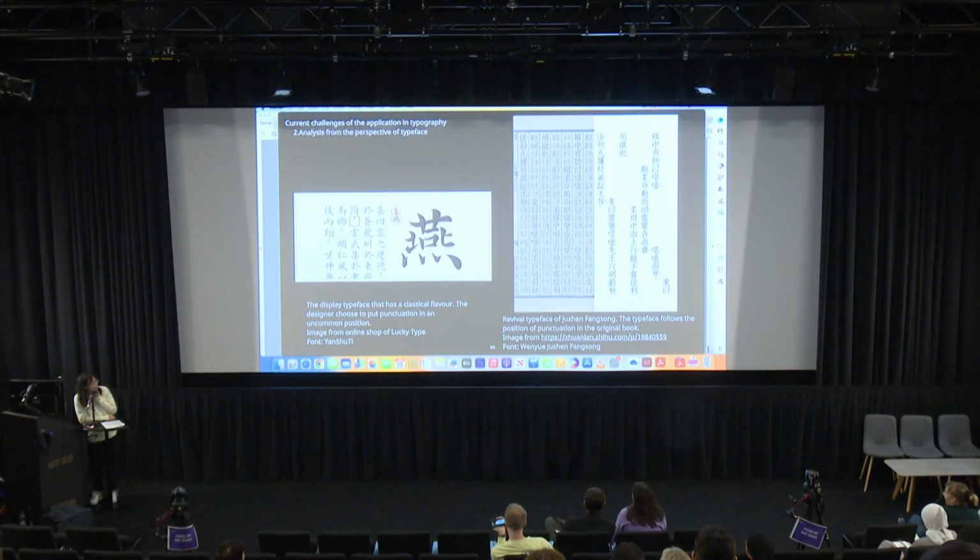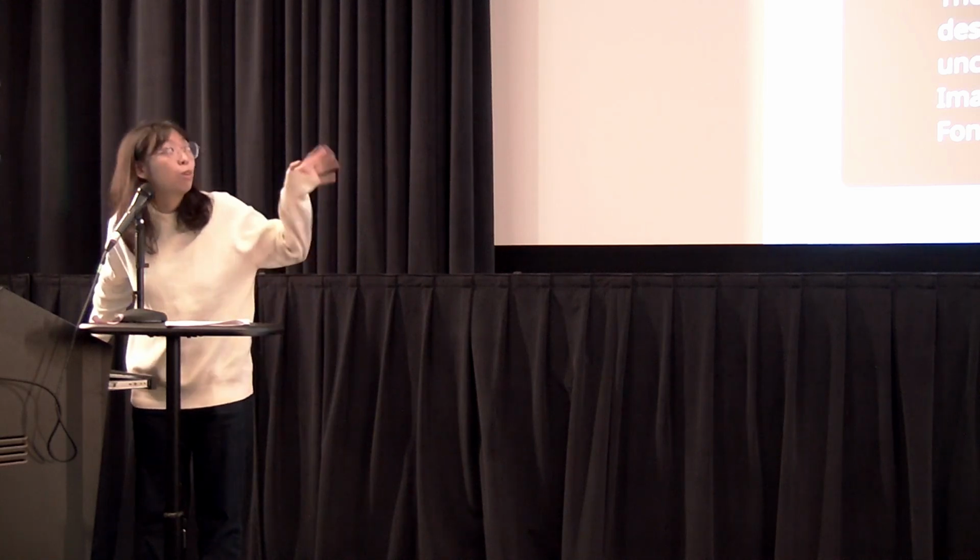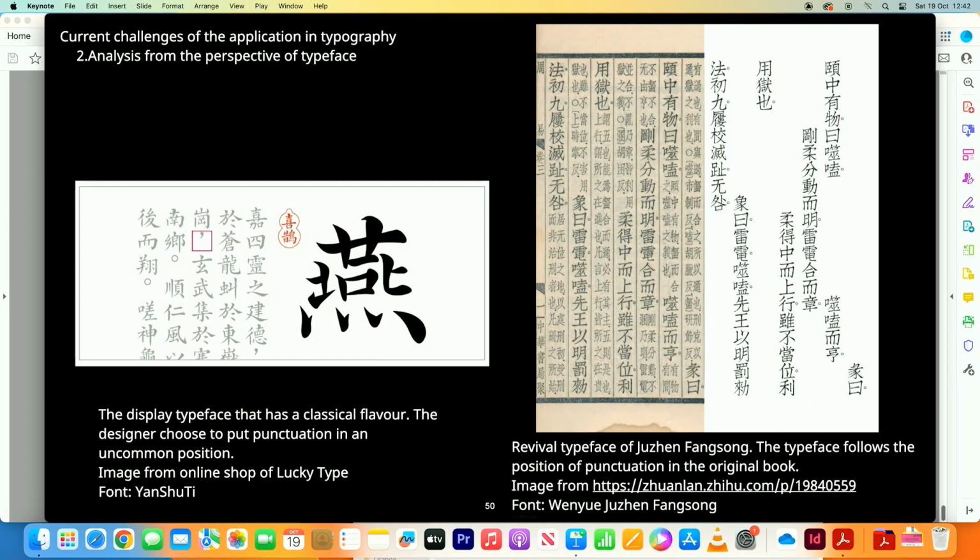There are some exceptions. For example, display typefaces, if you want to express the classical flavor, or your revival typeface, maybe you can use a traditional way to deal with your punctuation. But except for this, you need to follow the rule. And I think both of these kinds of typefaces shouldn't appear in any educational places. Otherwise, it will just confuse people.